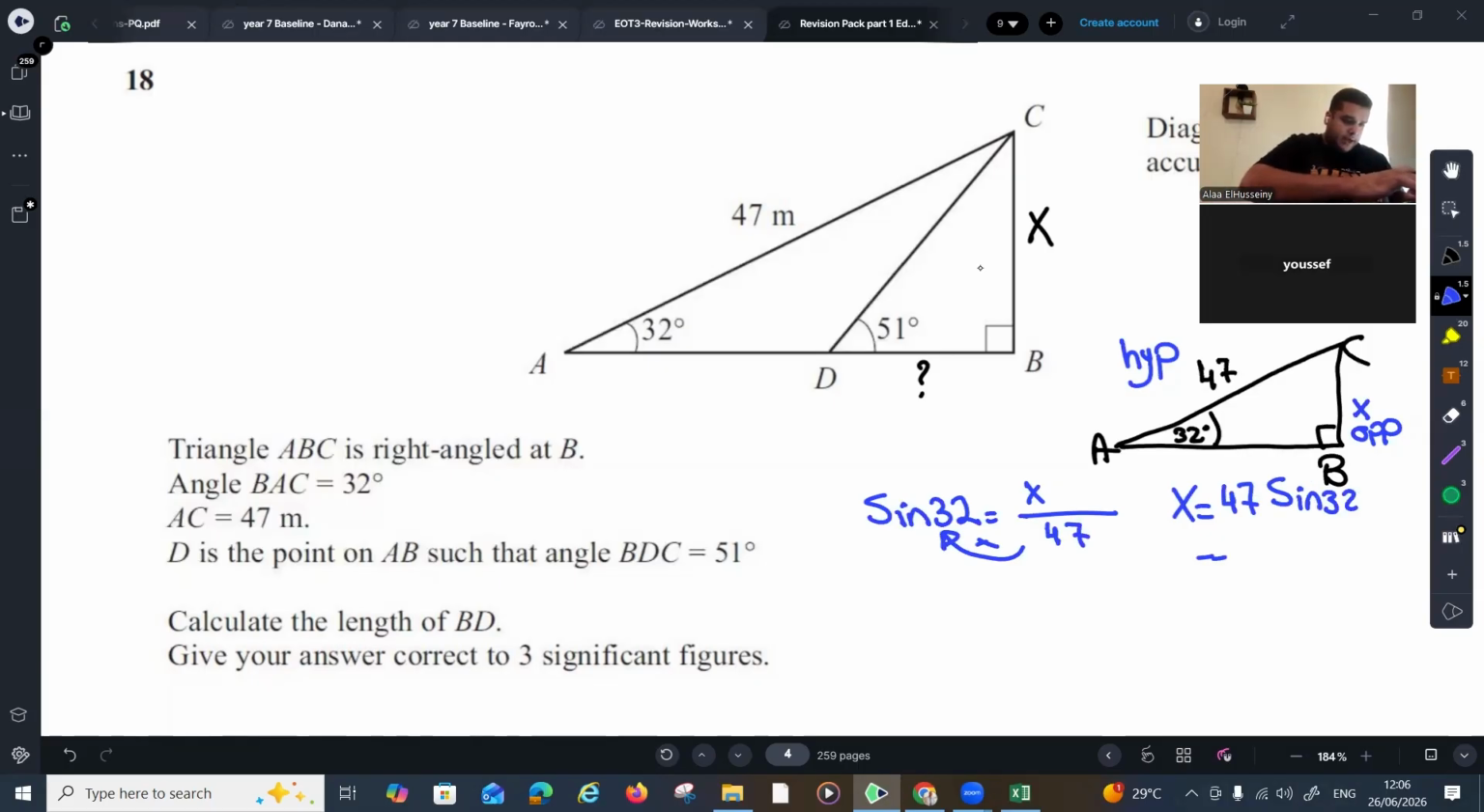Let me have my calculator. So 47 sine 32. That's 24.9. Okay.